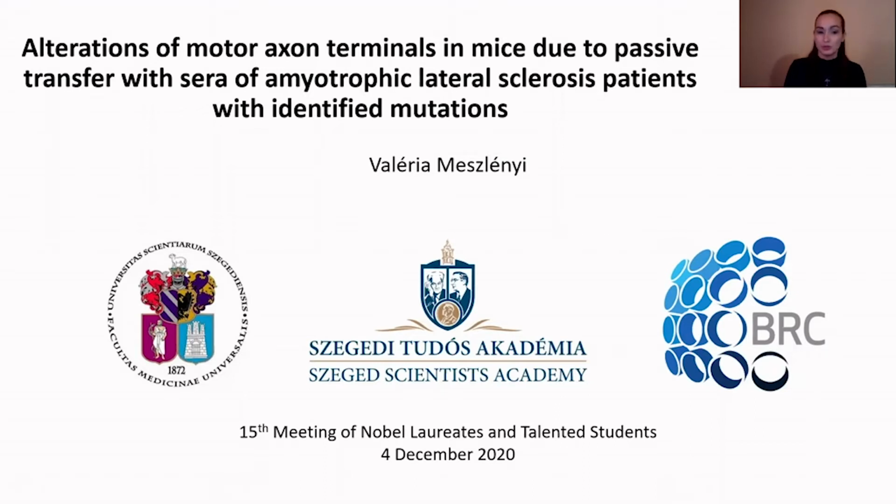This is also true in the case of amyotrophic lateral sclerosis, or ALS, because there are a lot of things regarding the pathomechanism of ALS that we still don't know, and there is no cure for ALS yet. Our research group at the Biological Research Center in Szeged is mostly interested in amyotrophic lateral sclerosis. In the first part of my talk, I would like to tell you the basic facts about ALS. Then I would like to present our current research.